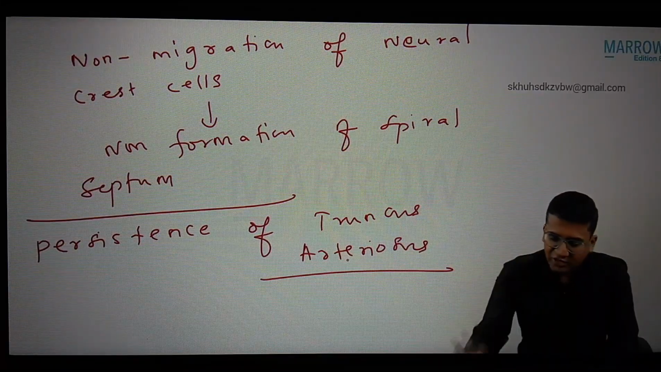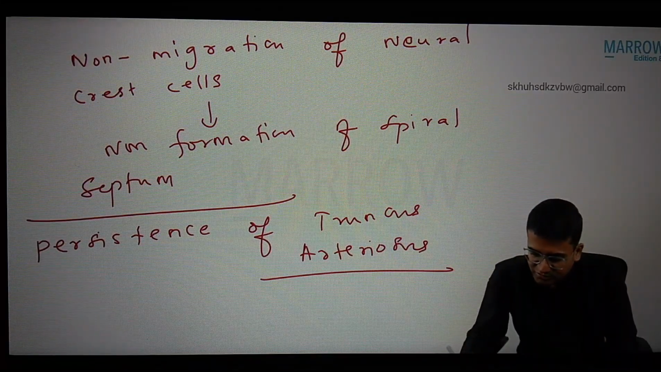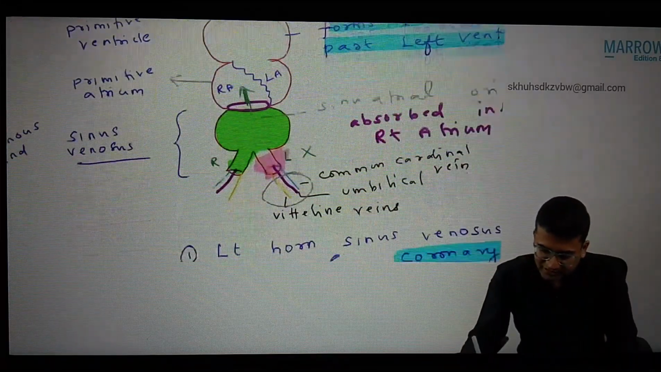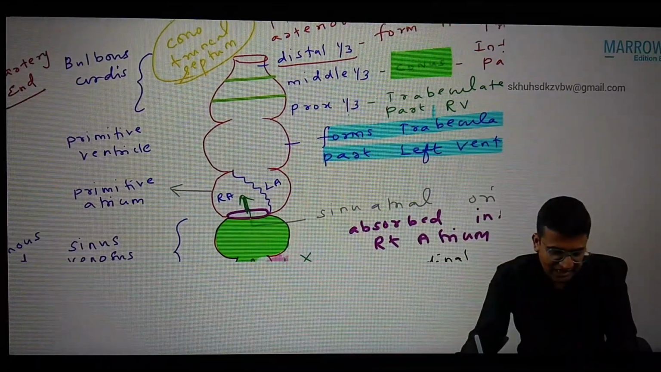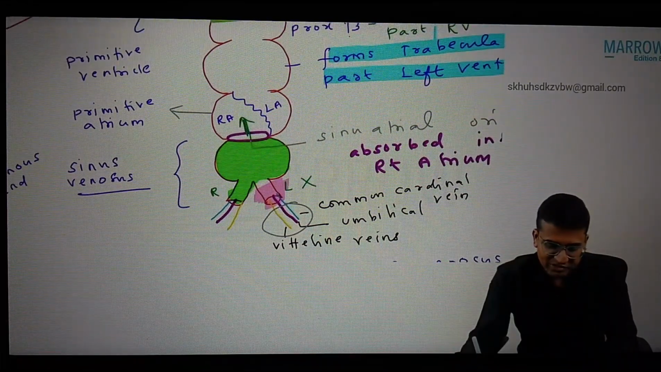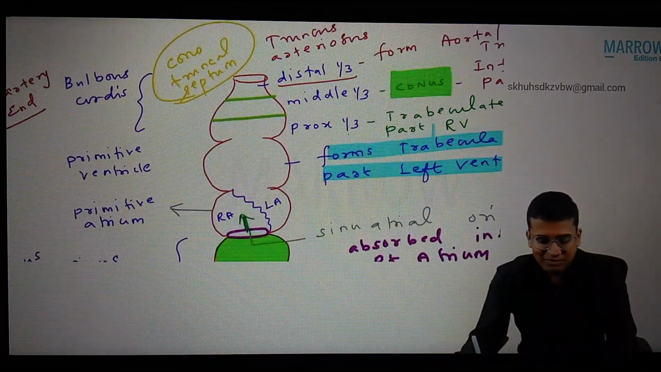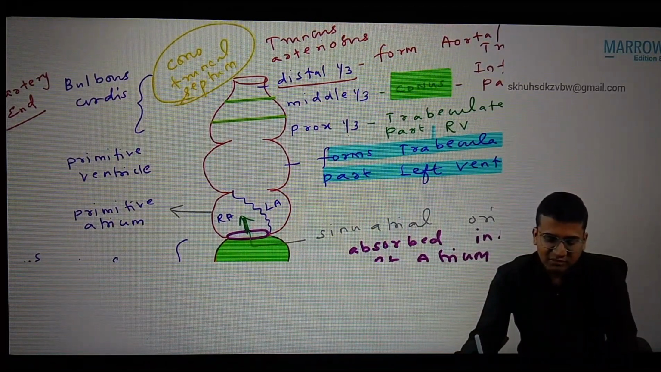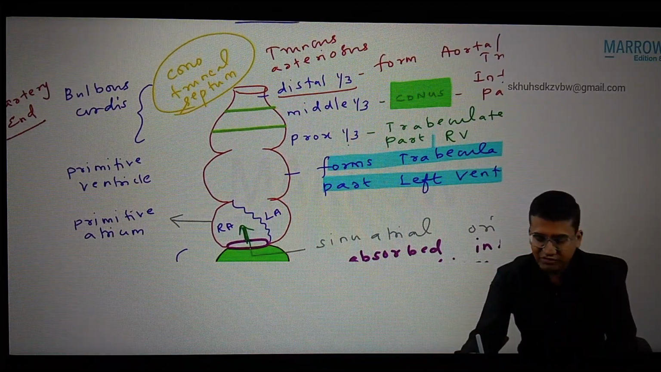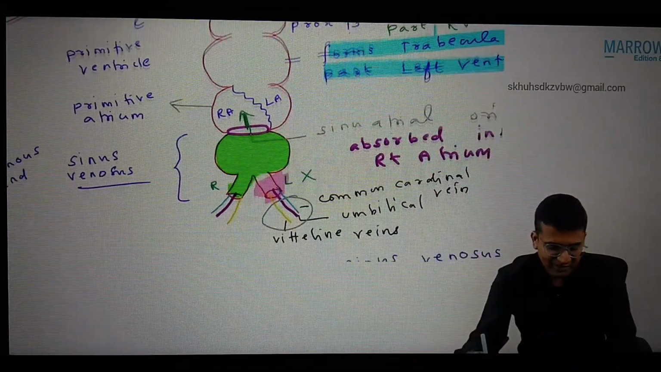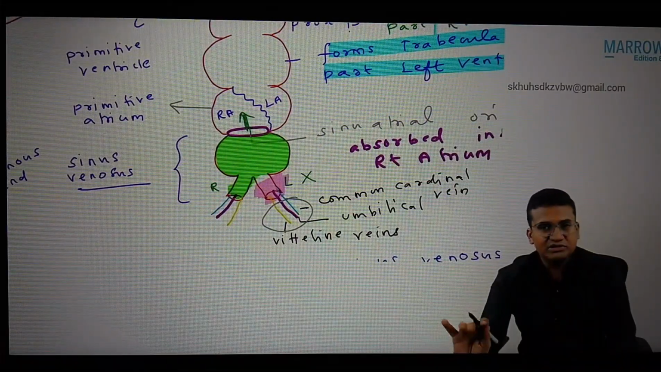Okay. That's all about the heart tube formation. So now the heart tube, yes, the venous end is below and the arterial end is above. Now from below: sinus venosus, primitive atrium, primitive ventricle, and the bulbus cordis. Bulbus cordis has proximal 1/3, middle 1/3, and distal 1/3. And we know the derivatives of all these parts. Okay. So that's all about the heart tube formation.